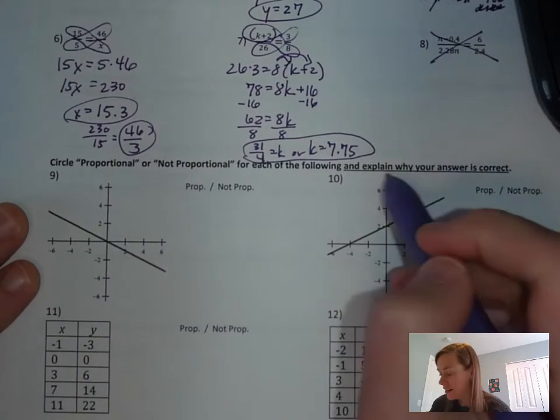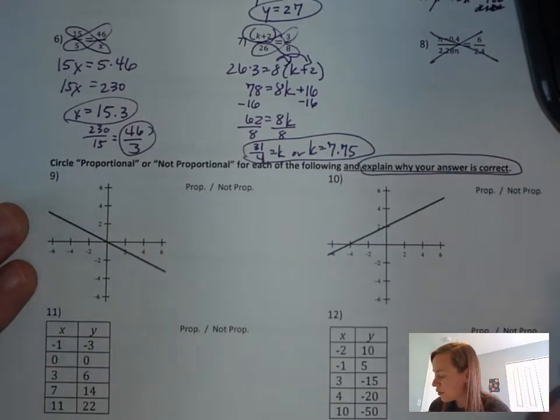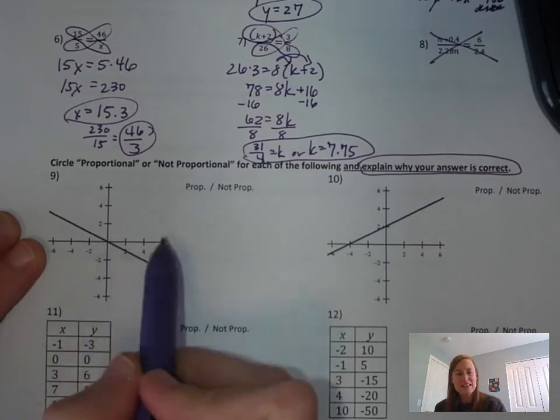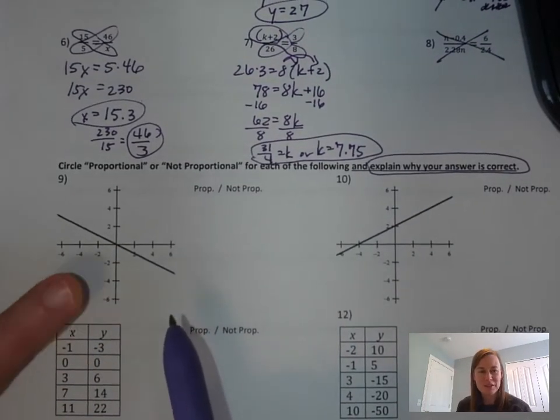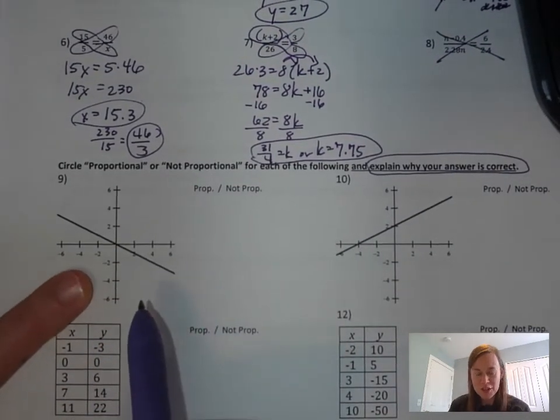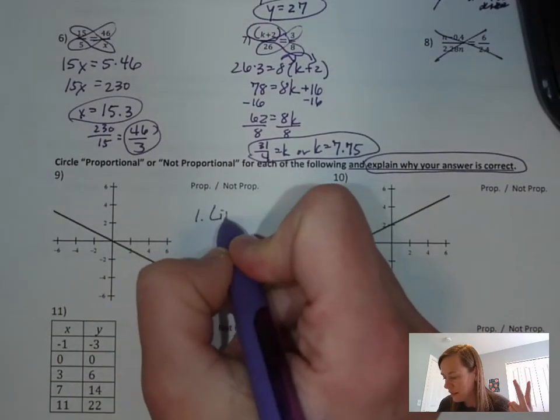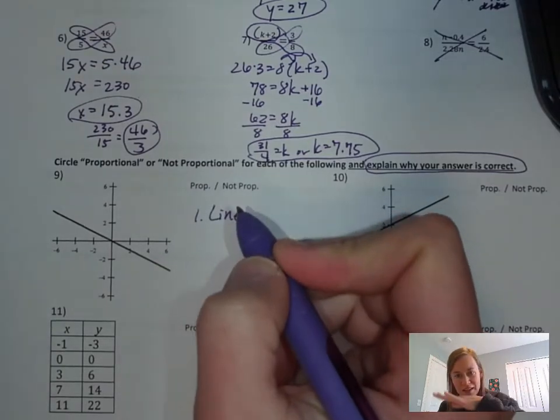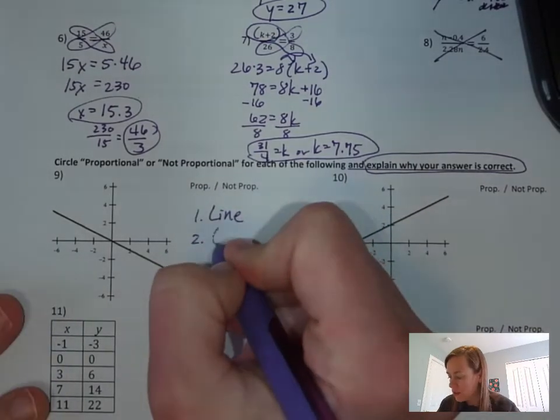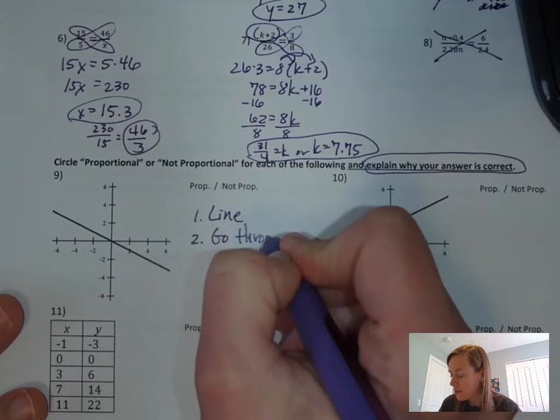And then don't forget this part. Explain why your answer is correct. Okay, so here, is this graph proportional or not proportional? Well, for a graph to be proportional, it has to meet two requirements. It has to, number one, be a line, not some kind of curvy thing. It has to be a straight line, and it has to go through 0, 0.